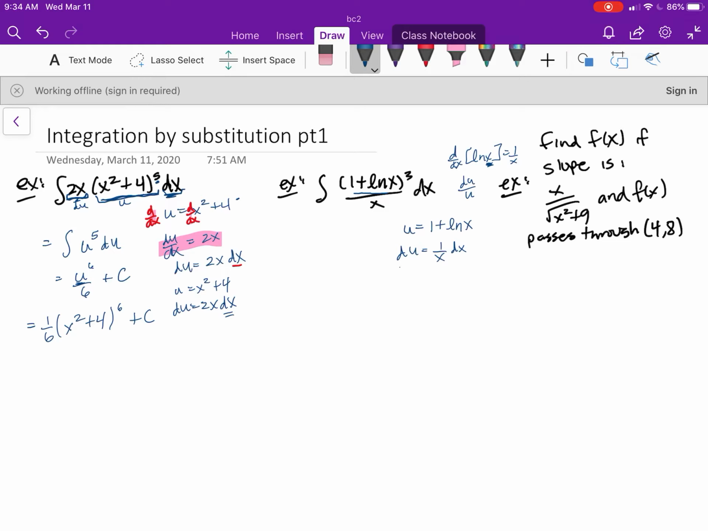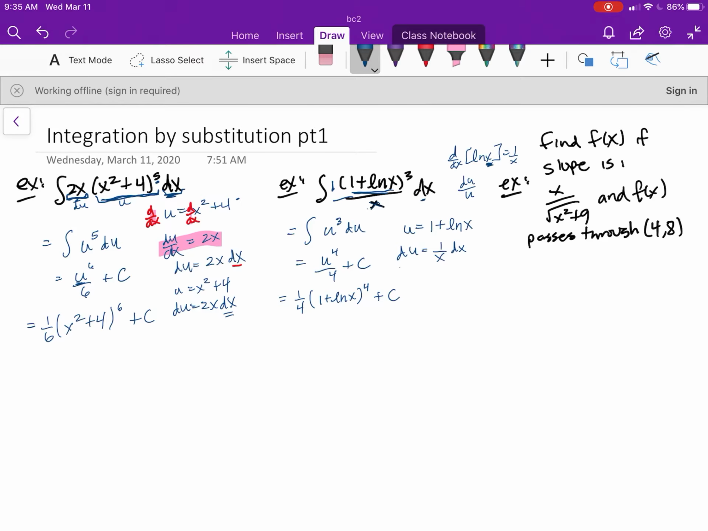Okay, now let's substitute. 1 plus ln x we called u, so we now have u to the third, and then 1 over x dx would take care of everything else. I could say that's 1 over x, and then I have dx. So all of that is du. Again, now it's a simple integral, u to the fourth over 4 plus c. And last, we back substitute. What is u? u is 1 plus ln x, to the fourth. I'm going to go ahead and write it as 1/4 plus c.